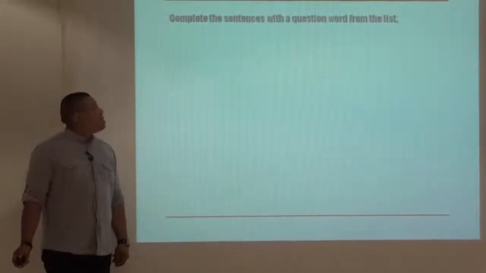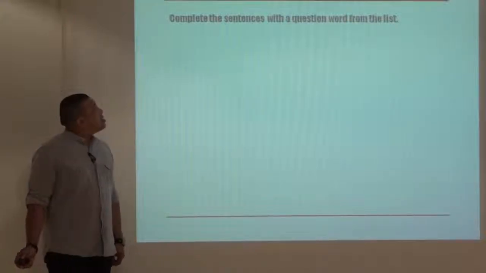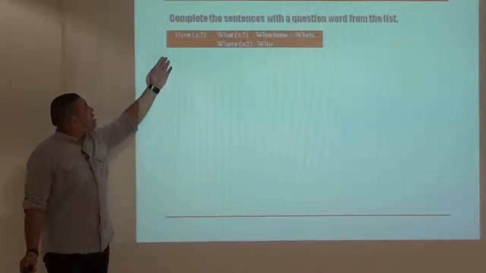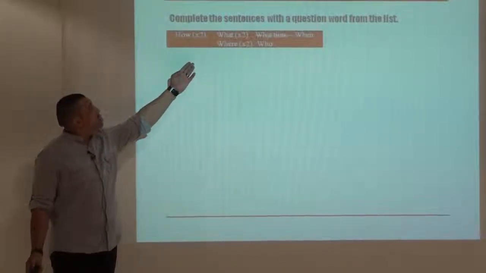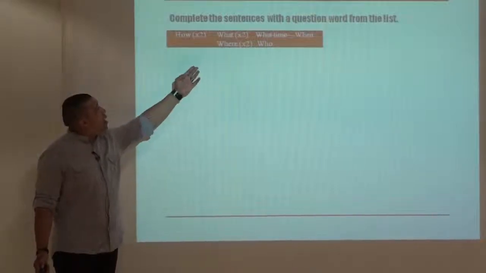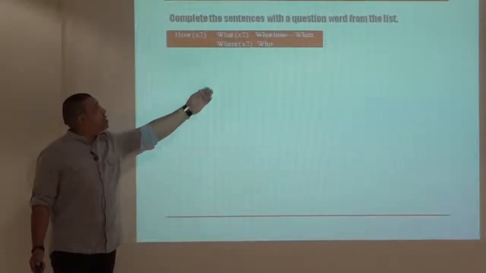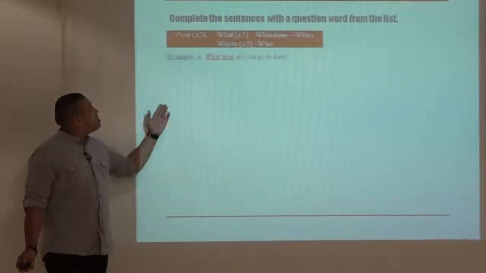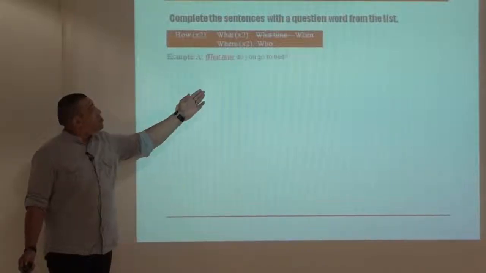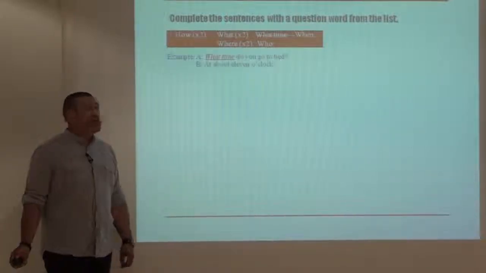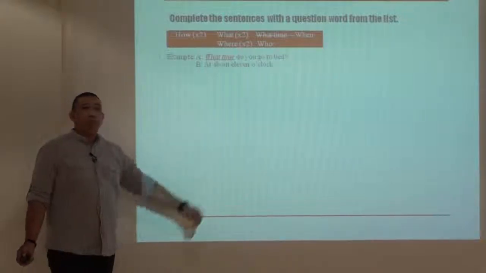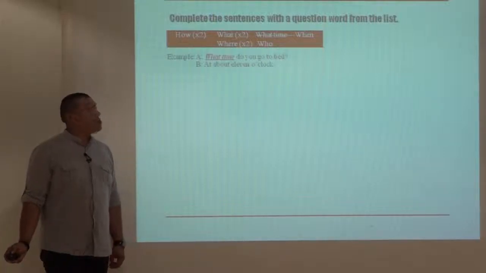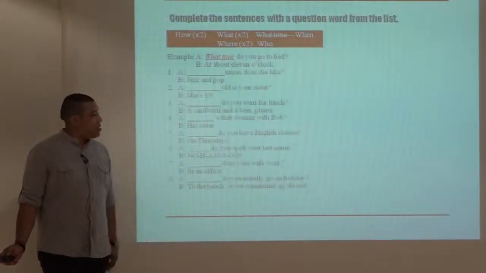Now let's do some practice. Complete these sentences with a question word from the list. You can use how twice, what twice, when, where twice, and who. For example, what time do you go to bed? And the answer is at about 11 o'clock. Now let's pause the video and do some exercises.